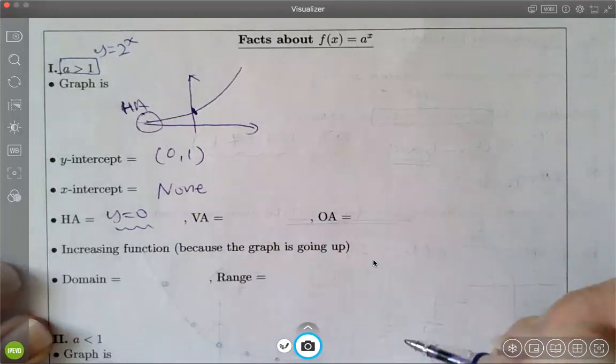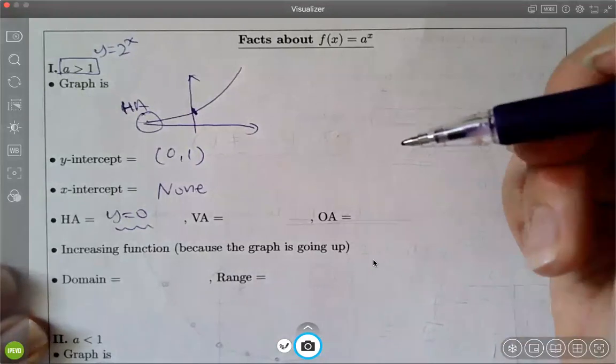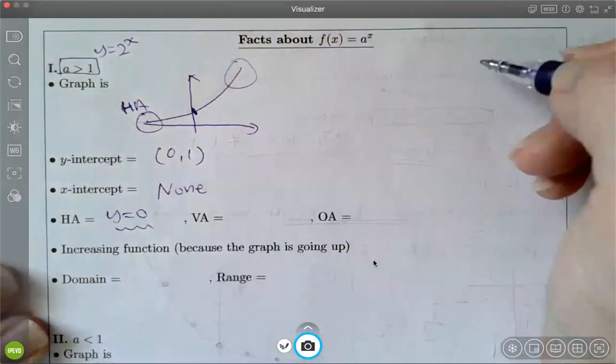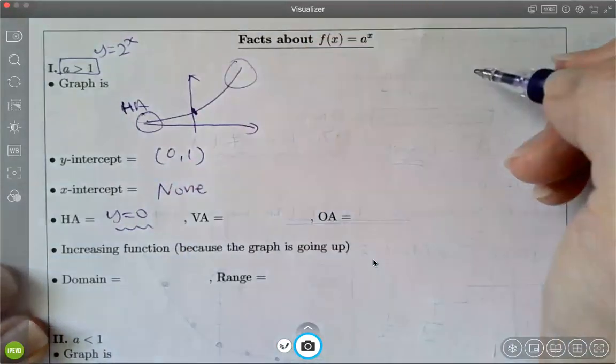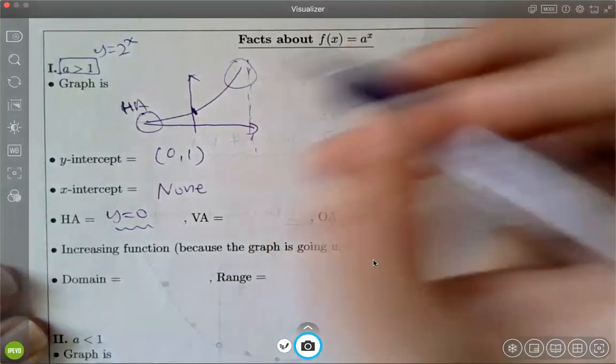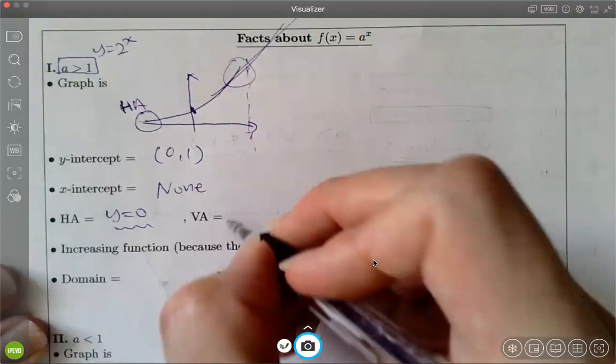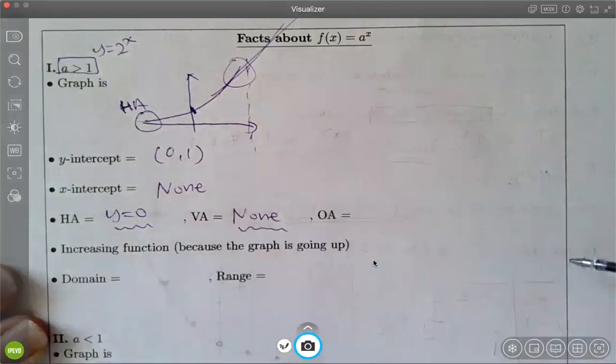And now, does it have any vertical asymptote? In other words, is there any imaginary dotted line in the middle of the graph so that the graph blows up? Is there one? No. Now this is the portion where the graph is blowing up, but it does not approach any vertical dotted line, right? It just keeps increasing like that. So the vertical asymptote, there isn't one. What about the oblique asymptote? Is there one? No.